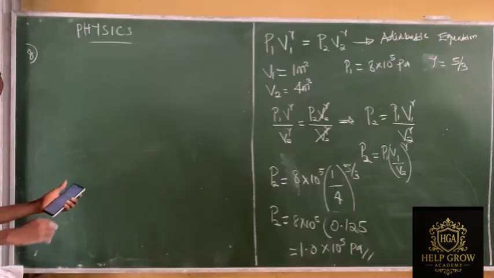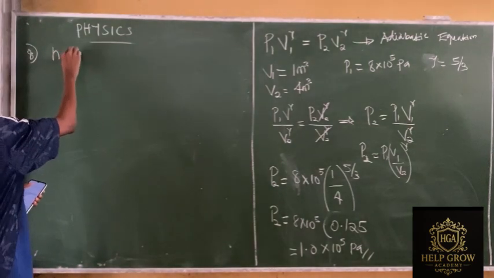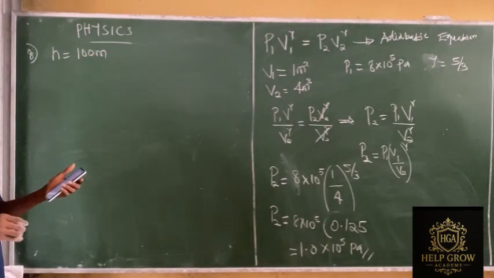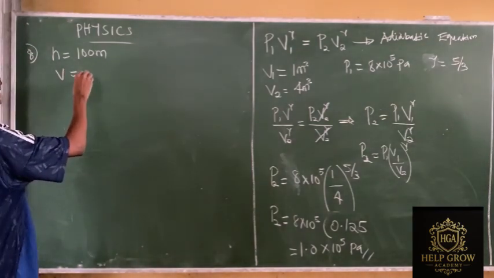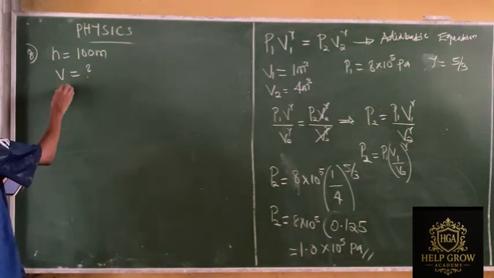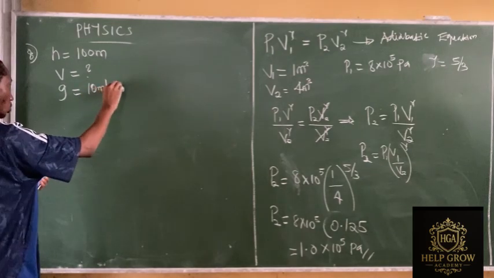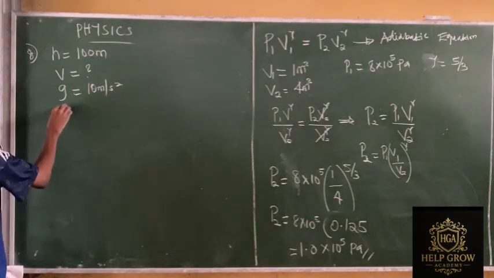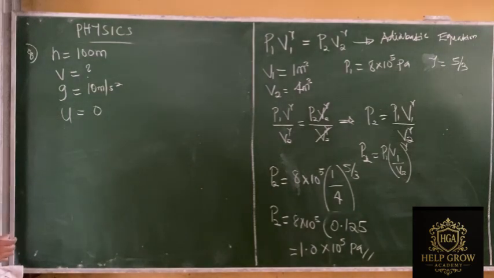From the question, an object is dropped from a height. We have the height to be 100 meters. It says, what is its velocity before hitting the ground? That is the final velocity. V is unknown. From the question, they gave us acceleration due to gravity to be 10 meters per second squared. Now, u, which is the initial velocity, is equal to 0. It was not given to us in the question.